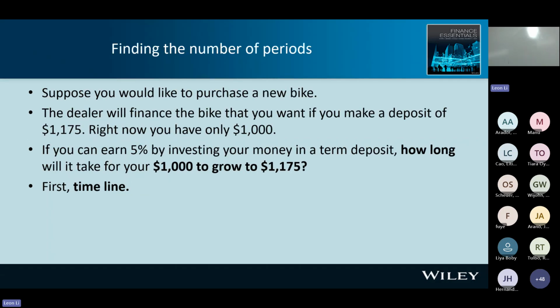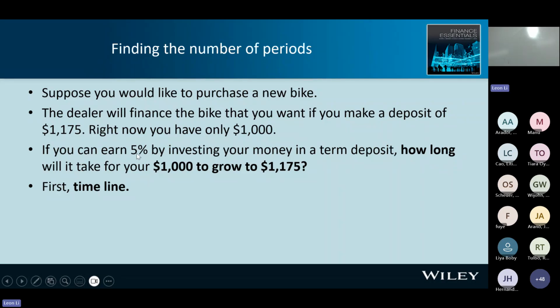So now we are going to find the number of periods. Again, we give you an example. Suppose you would like to purchase a new bike. The dealer will finance the bike you want if you make a deposit of $1,175. Now you have only 1,000.